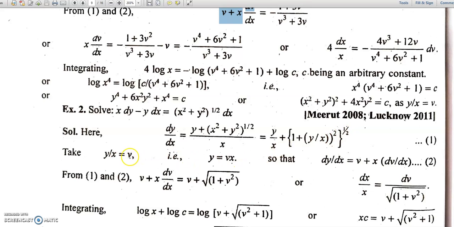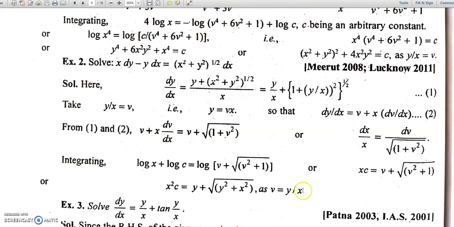Now if you take y by x equal to v, that is y equals vx, so dy/dx equals v plus x into dv/dx. So the left hand side will be v plus x into dv/dx, and the right hand side will be v plus root under 1 plus v square. So dx by x equals dv by root under 1 plus v square. Now you take the integration on both sides: log x plus log c equals log of, you know the formula, log of v plus this.